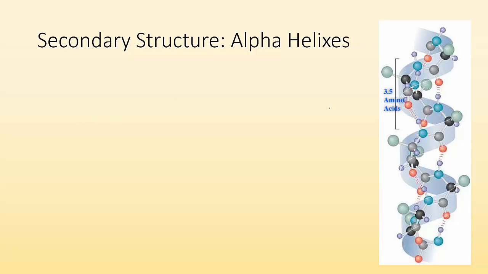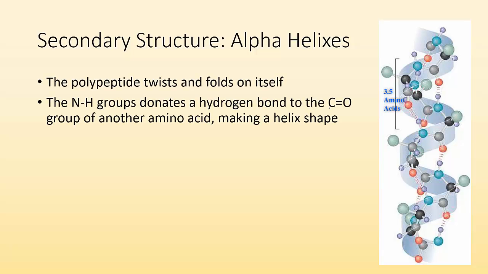So alpha helixes. Basically, the polypeptide twists and folds on itself in such a way that the NH group donates a hydrogen bond to the C double bond O group of another amino acid, and that ends up making a helix shape. So if you take a look, here you have your nitrogen with the hydrogen on it, and it's donating a hydrogen bond to the oxygen on that carbon-oxygen double bond. So it's able to interact with itself. It's not even interacting with other proteins, it's interacting with itself, twisting to give you that spiral shape, right?